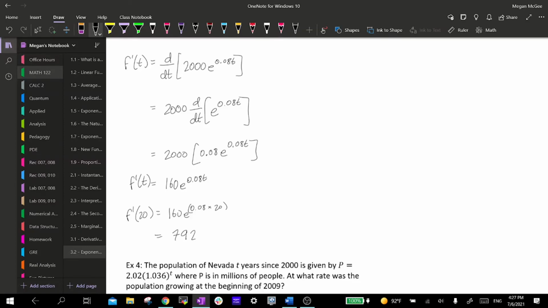So our interpretation is the savings account is growing by this $792 per year, because t was measured in years. So now we have found and interpreted both of the things that we were required to for this problem.